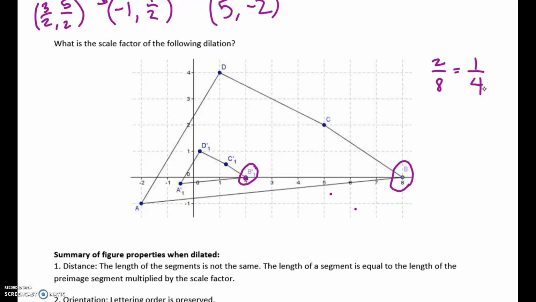Well, let's take a look at that. C is at 5, 2. So when I multiply both of those by 1/4, I should get 5/4, 1/2. 5/4 is just a little bit bigger than 1, and 1/2, that looks right. We could check it with D too. D is at 1, 4, so I would expect it to become 1/4, 1, which it does. So I think we have the right scale factor.